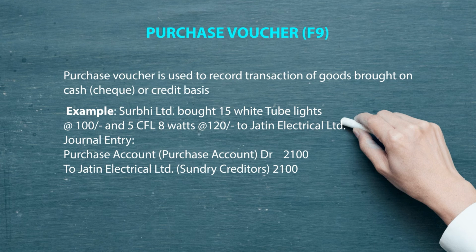Let us take an example. Surbhi Limited bought 15 white tube lights at the rate of 100 and 5 CFL 8 watt bulbs at the rate of 120 from Jatin Electricals Limited. So the journal entry will be purchase account debit, since we are purchasing from Jatin Electricals Limited. We are purchasing on credit, so Jatin Electricals Limited will be our creditor. Same way, you will choose the sundry creditors as the group for Jatin Electricals Limited while making the ledger account. Amount will be 2100 for both debit and credit side.